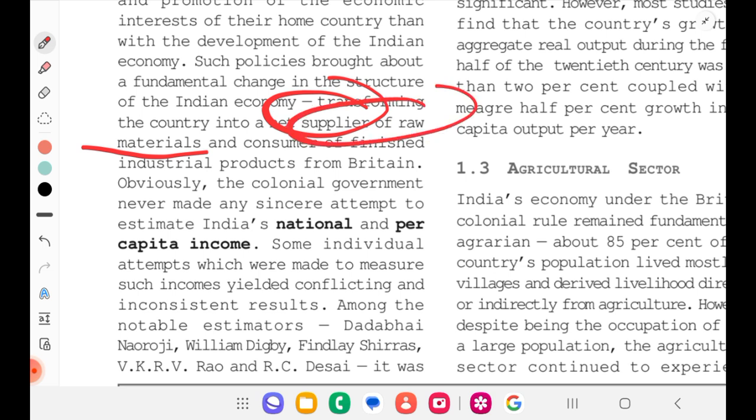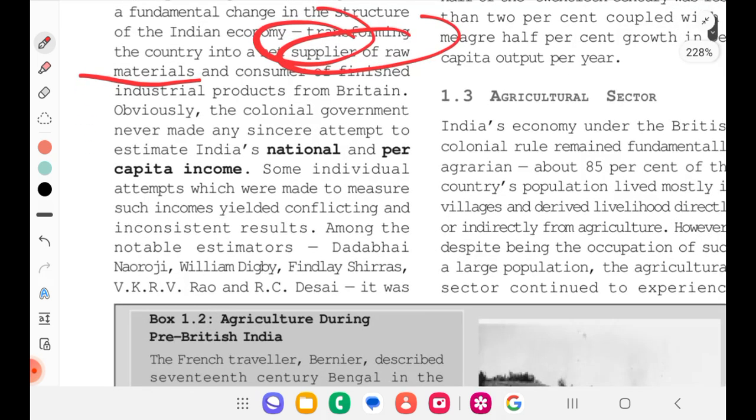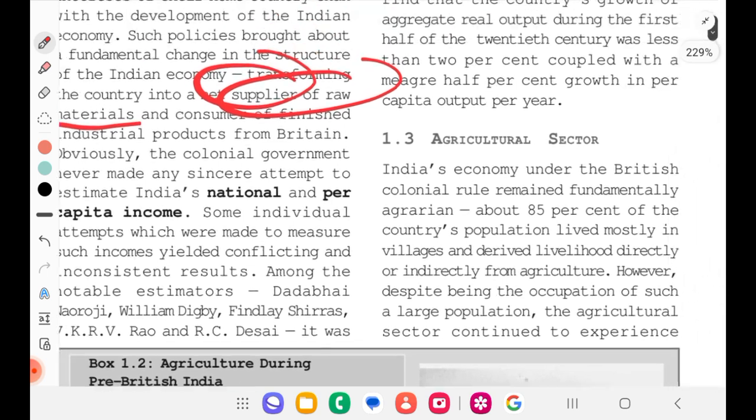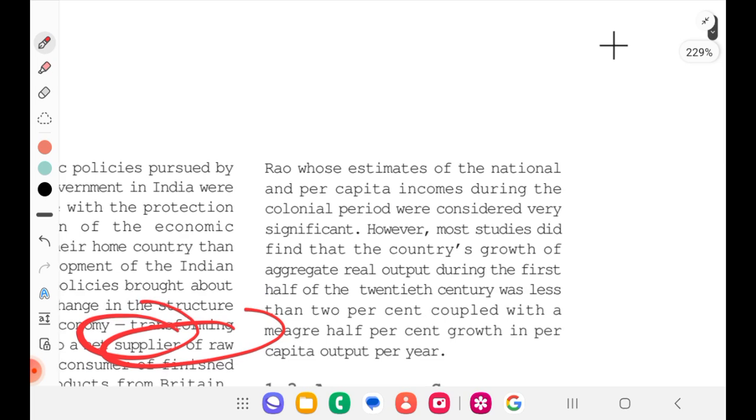Obviously, the colonial government never made any sincere attempt to estimate India's national and per capita income. Some individual attempts which were made to measure such incomes yielded conflicting and inconsistent results. Among the notable estimates were those of Dadabhai Naoroji, William Digby, Findlay Shirras, V.K.R.V. Rao, and R.C. Desai. It was Rao whose estimates of the national and per capita income during the colonial period were considered very significant.